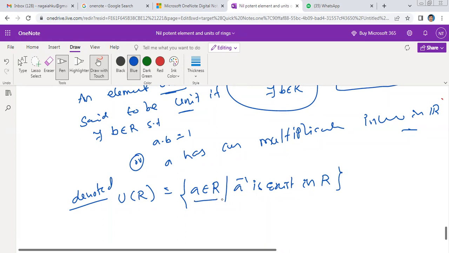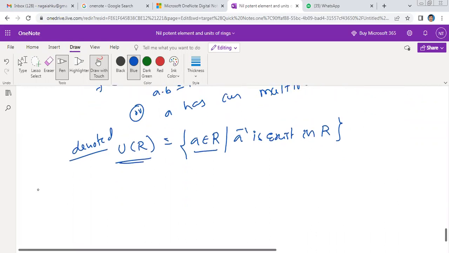Then A becomes a unit. If there is another B, B becomes a unit. Such types of units are denoted by a set. It is the notation U of R. So U of R is nothing but A belongs to R such that A inverse exists in R. Suppose we need to find, a compulsory question comes on these.